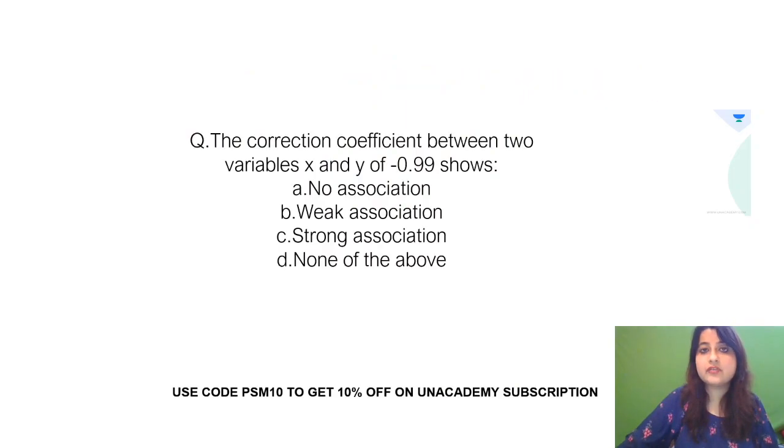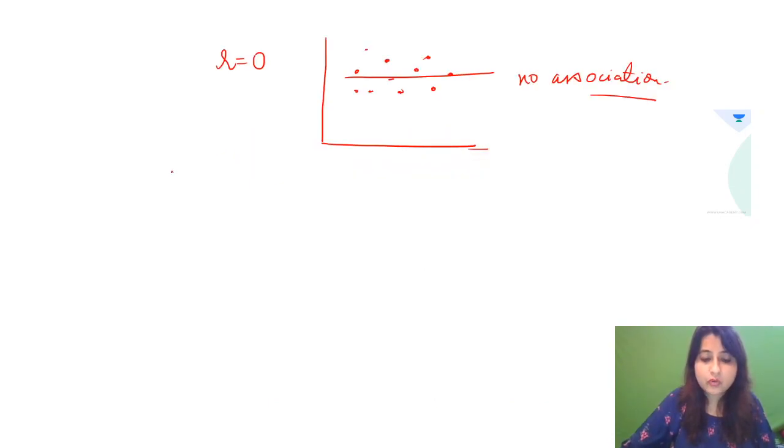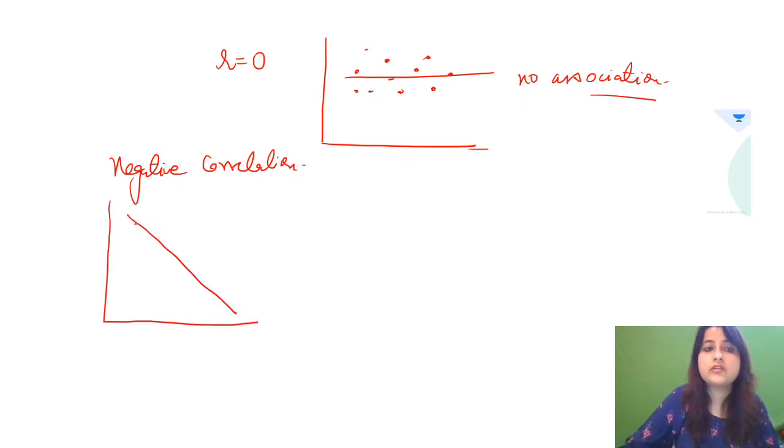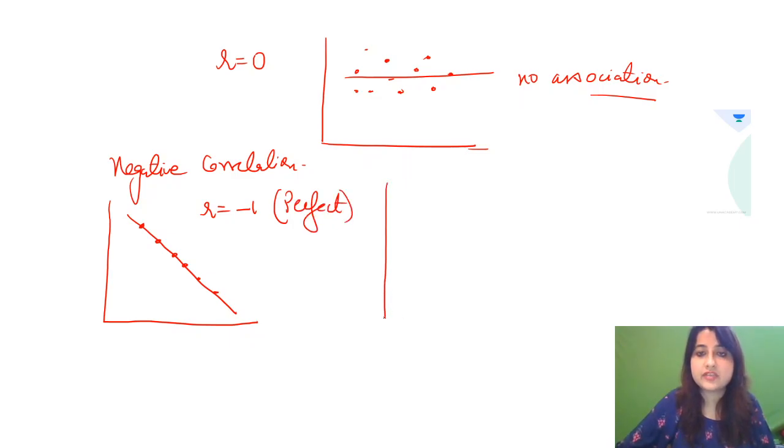ठीक है, negative association क्या होता है? Let's try to understand that. Okay, if we talk about negative correlation, students, it could be a perfectly negative correlation. तो slope यहाँ है, the dots are exactly over here. So this is perfectly negative. R is equal to -1. Perfectly negative correlation. ठीक है.